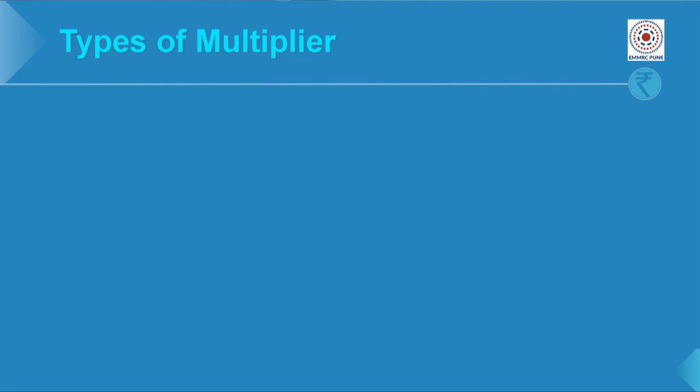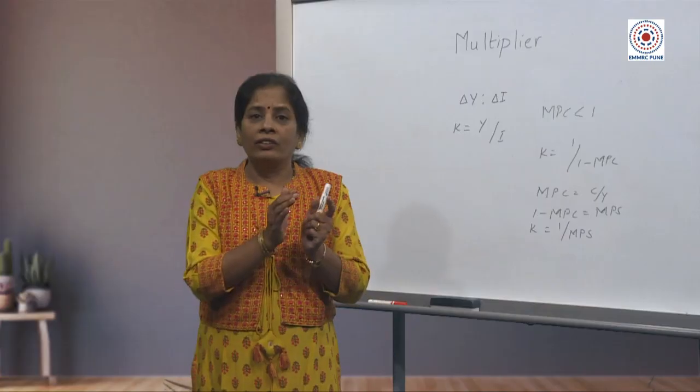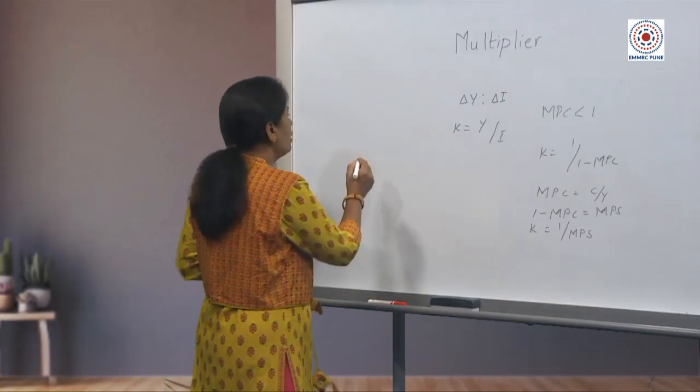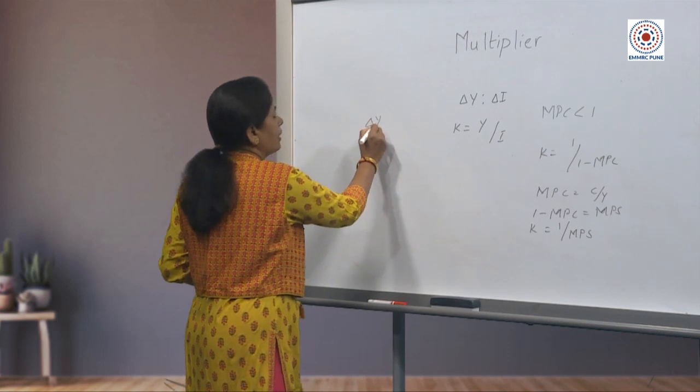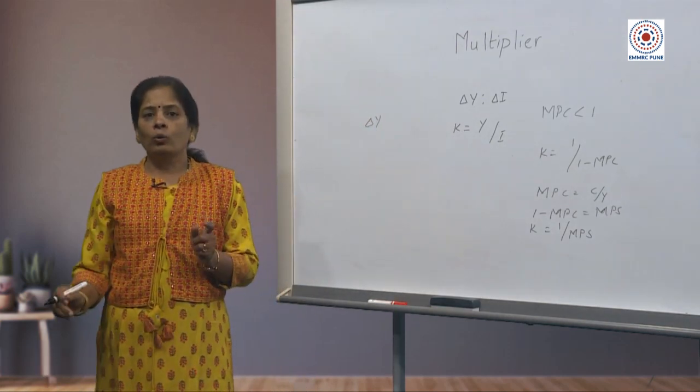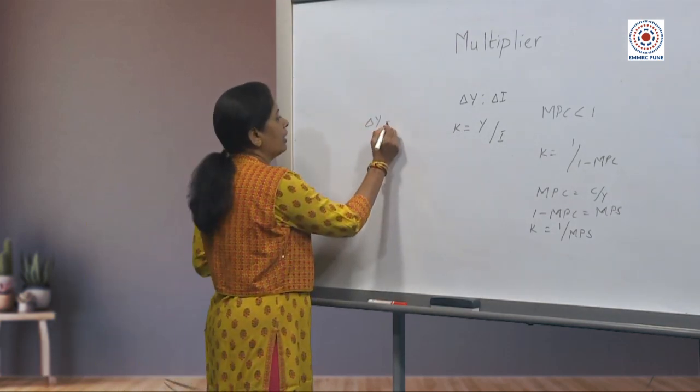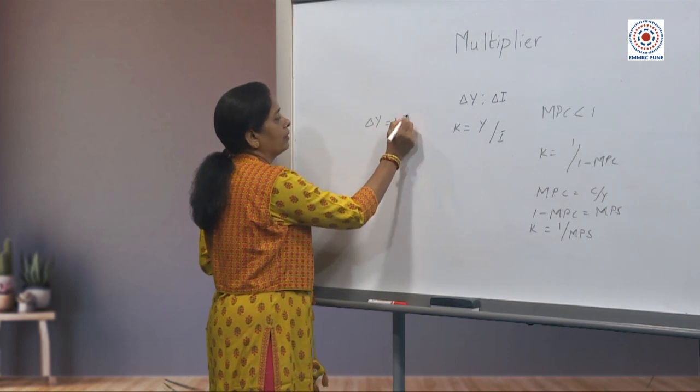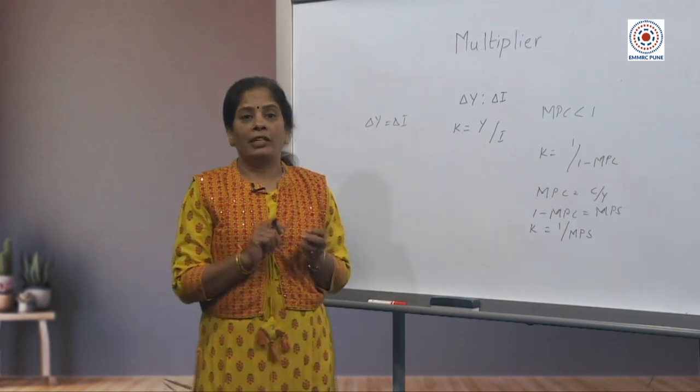The first one is the investment multiplier. It is defined as the ratio of change in total income to a given change in aggregate investment spending.